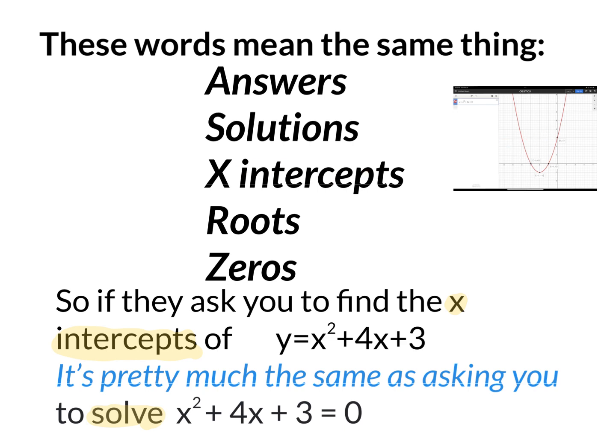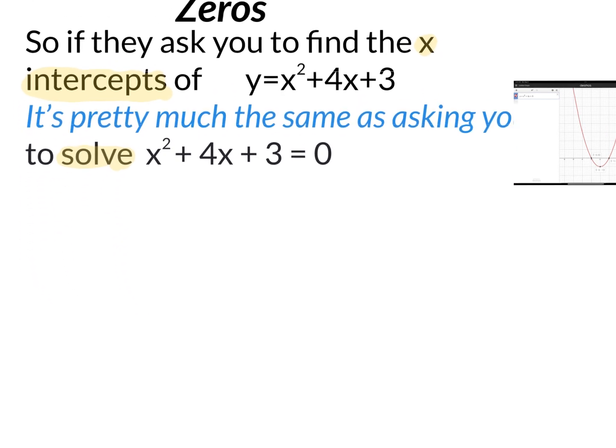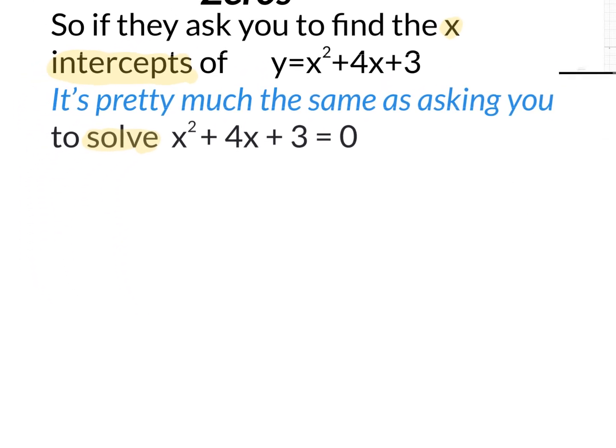So I hope we remember from before that if they ask you to find the x-intercept of any equation, how do you do that? Set y equal to 0 and solve, right? So if they tell you find the x-intercepts of this equation, you set y equal to 0 and solve. And it's pretty much the same thing as asking you to solve this equation set equal to 0. The only difference is that over here you have the equal 0, and over here I have the equal 0 on the right side. But it's really the same thing. So that's an example of the words find the x-intercept meaning the same thing as solve or find the answers. It's the same exact thing, okay?